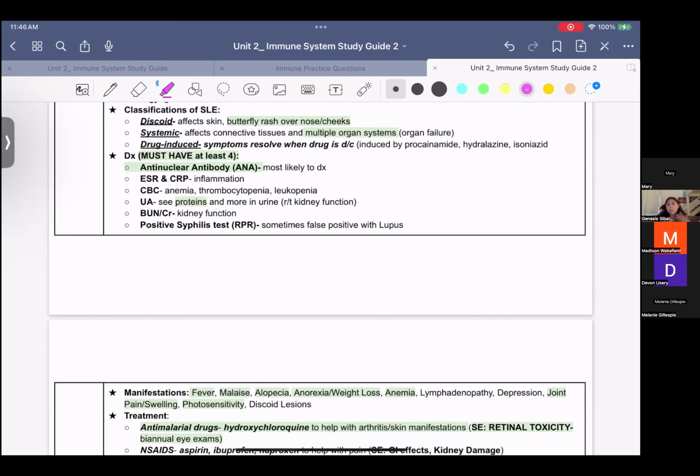And then drug induced means exactly what it says. So you end up getting symptoms because you're taking a certain drug. And once you stop taking that drug, you stop having it. And so those are just some medications that usually end up giving drug induced lupus.